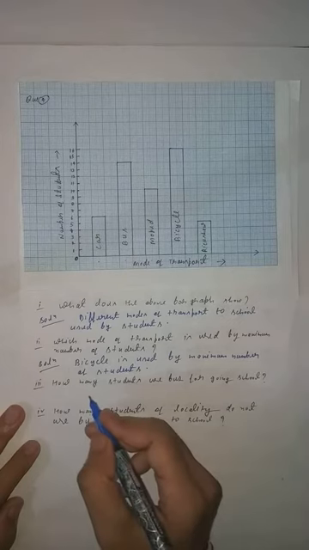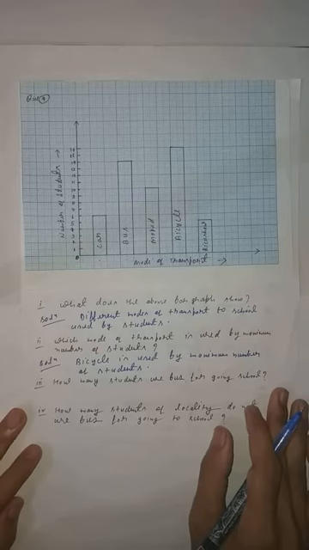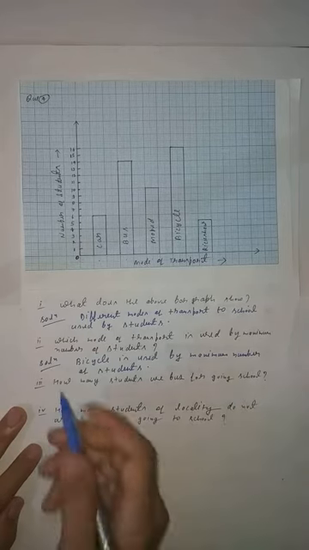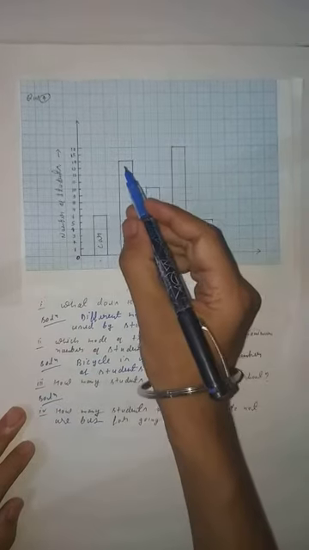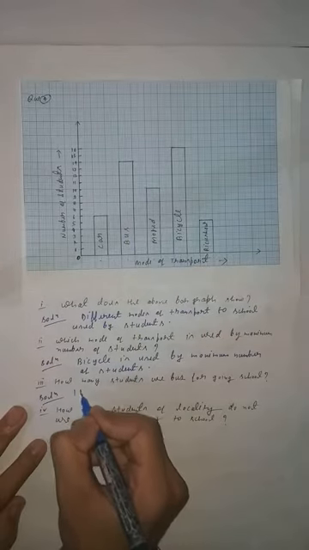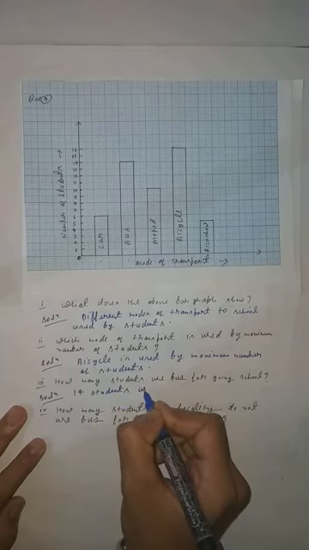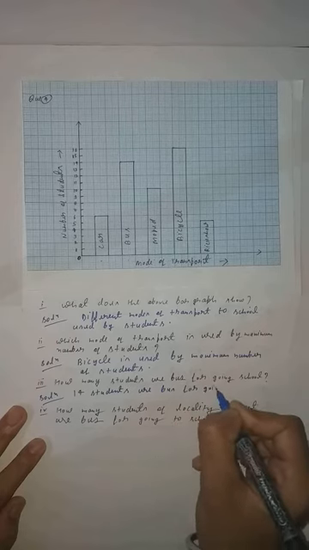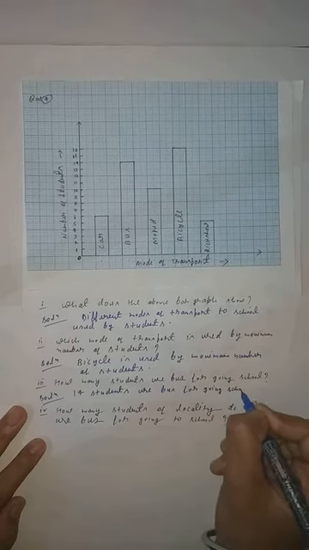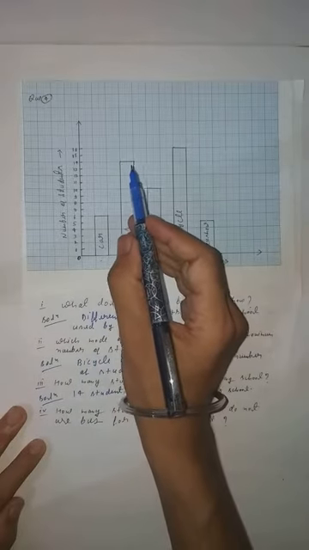Now second is, how many students use bus for going to school? Clear, students? So how many students use bus for going to school? So you will check in the bar graph. See the bar graph, students, for bus. Here bus lies on 14. So what will you write down? 14 students use bus for going to school. Clear, students? Easily you can see the number of students in bus is 14. Clearly you can see. Clear, students? The number of students who are going with bus is 14.